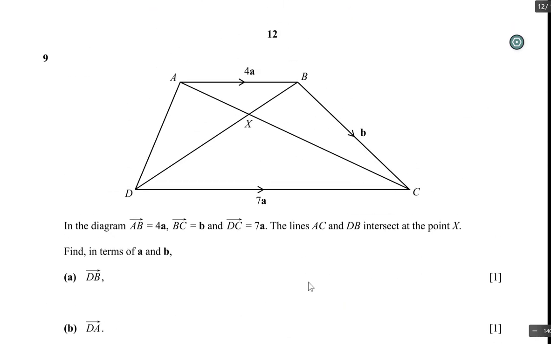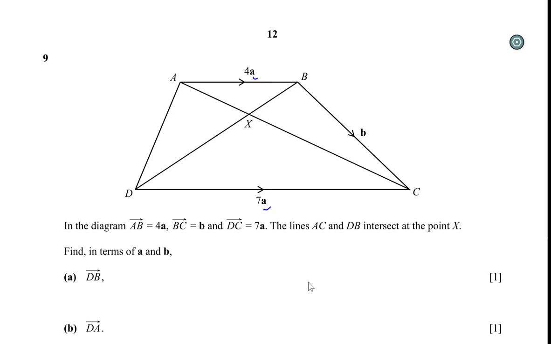Alright, then we go to the vector. So in the diagram, AB equals 4A, BC equals B, DC equals 7A. The lines AC and DB intersect at the point X. Because you see both A here, you know it's parallel. If you do not know, you can see the sign, you know it's parallel. And because this is a trapezium also. Alright, so we need to find DB.